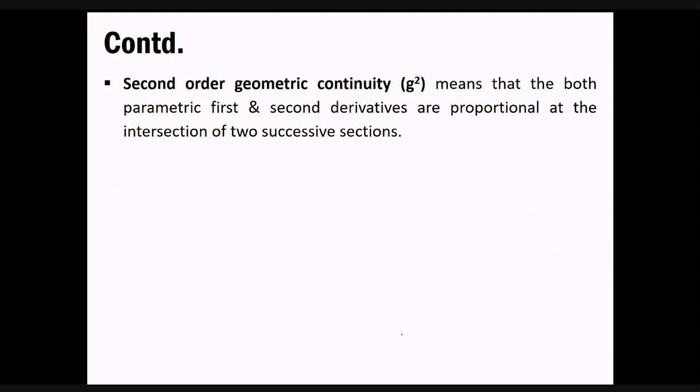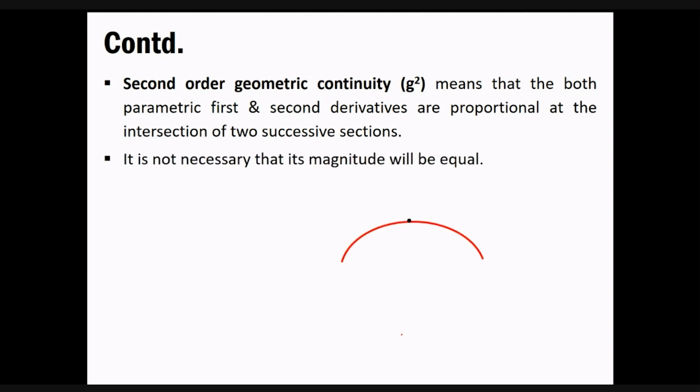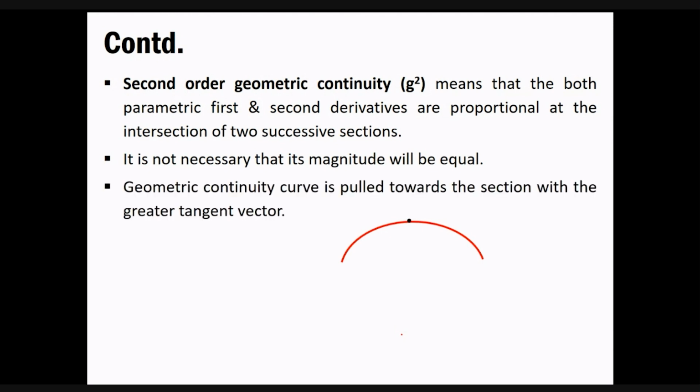So same thing, the second order derivative where these two curve sections are intersecting or merging up, and the previous thing says that that should be equal. But over here it is fine if they are not equal, if their magnitudes are not equal. It is not necessary that this should be equal, but what it says is it is dependent on the tangent direction. So the geometric continuity curve is pulled toward the section with the greater tangent vector.